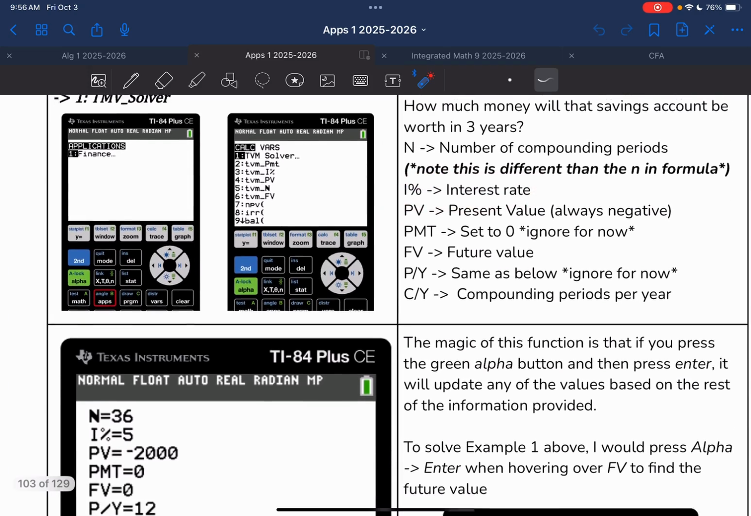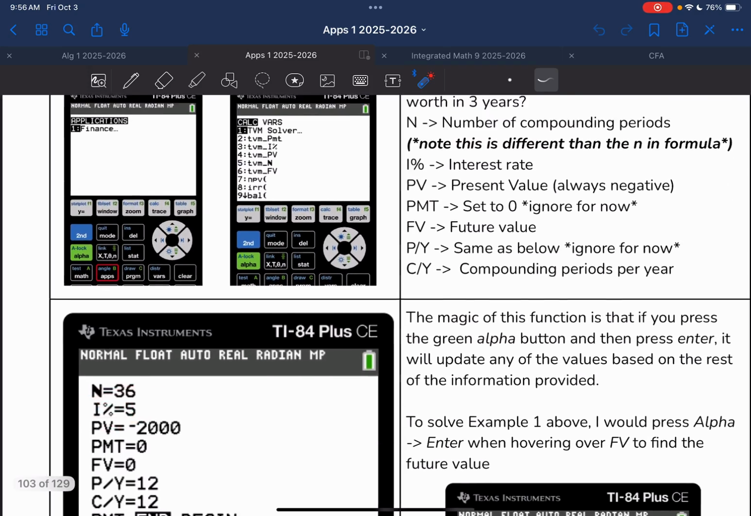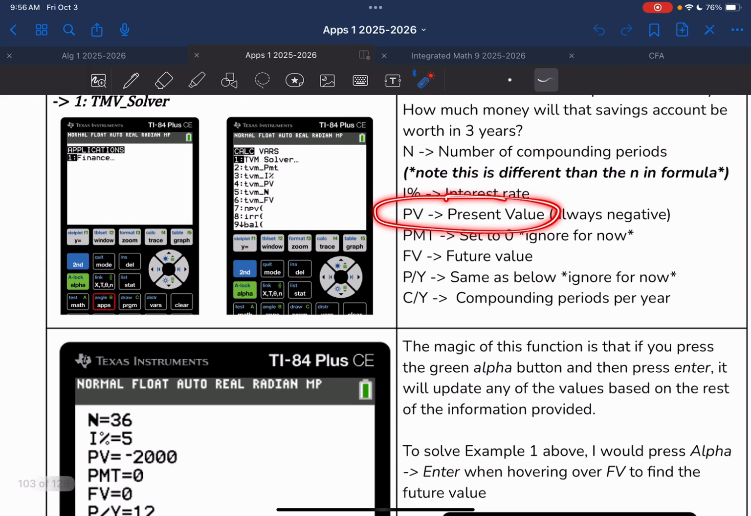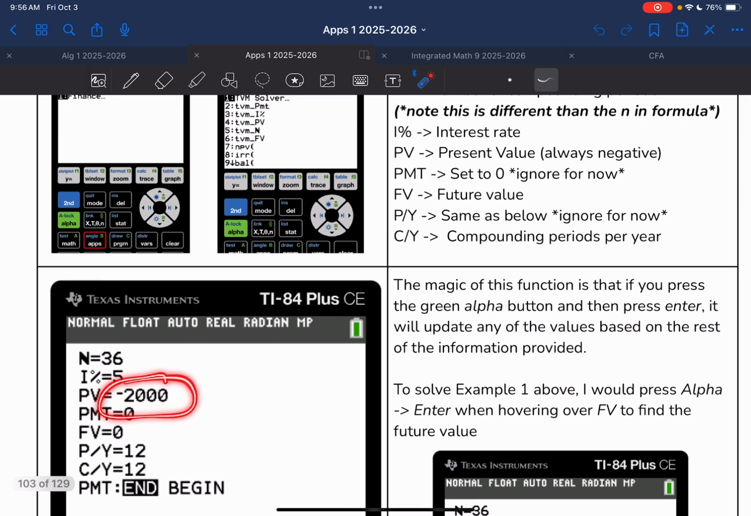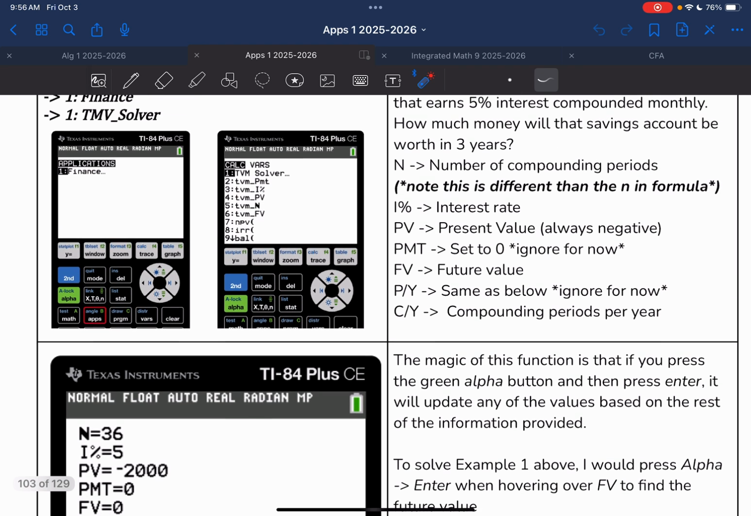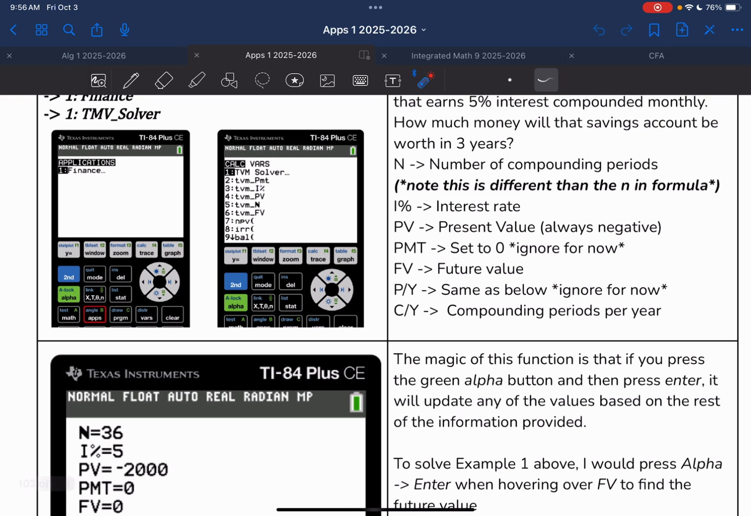I is straightforward. I is just the interest rate, right? In this case, 5. Present value. That's the present value from the formula, but a little quirk of this app is that we always want to put it in as negative. The reason for that is because this is built around accounting, and in accounting, if you're putting money into an account or you're buying bonds or anything with interest, we're thinking about you kind of spending that money like it's an outflow, right? It's a cash outflow to whatever investment you're putting it in that's earning money. So it's a negative value now.